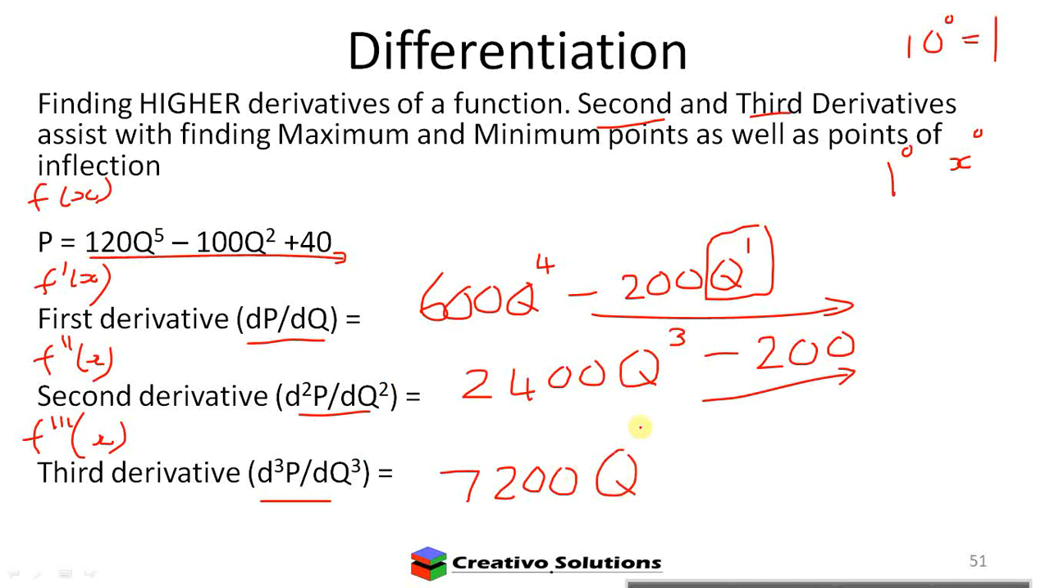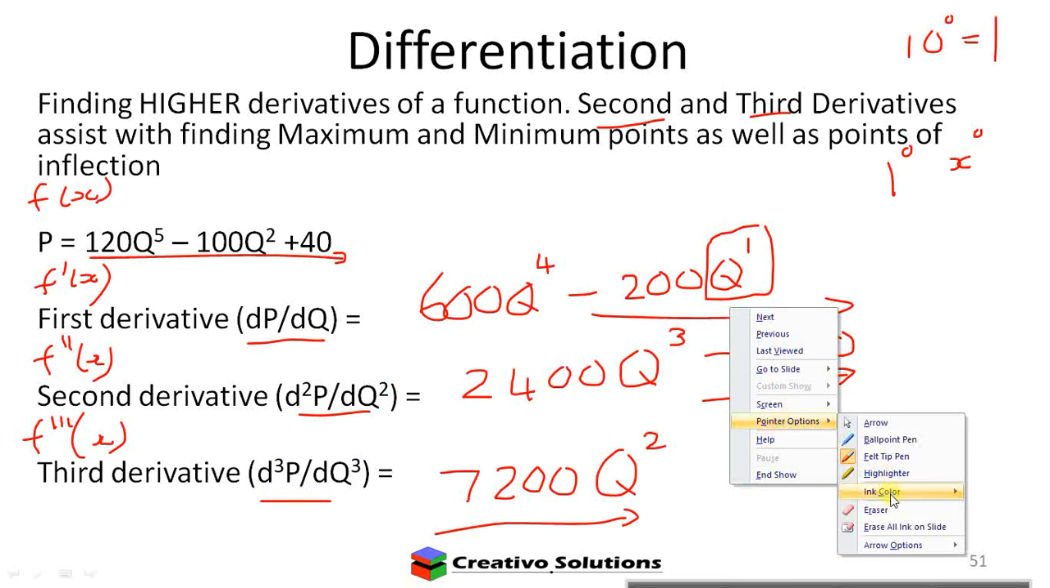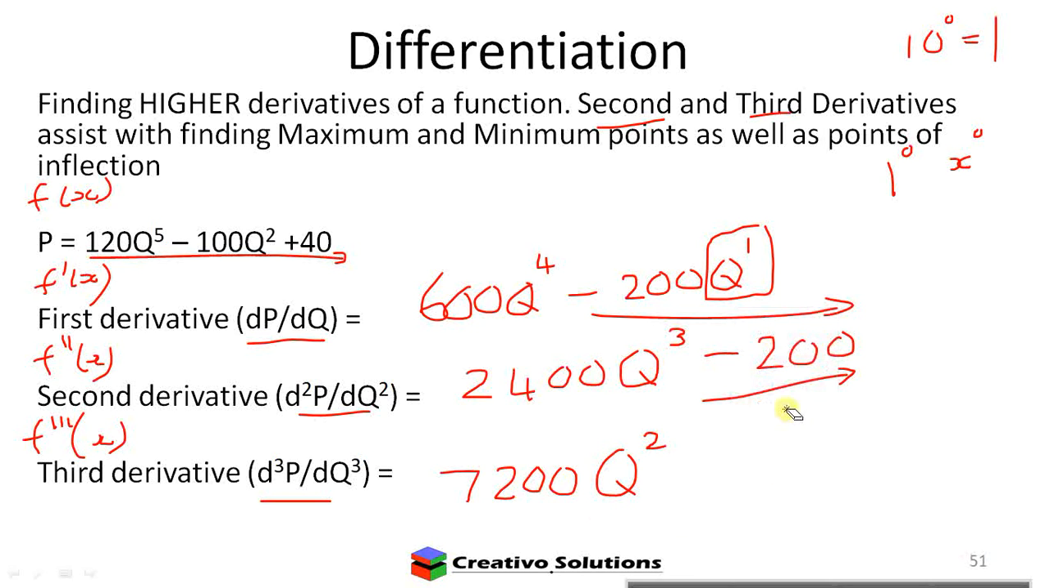What is 3 minus 1? 2. What is the derivative of minus 200? There is no derivative of minus 200. You drop it. There's the third derivative. So first derivative, second derivative, third derivative. You can find derivatives of derivatives. Is that okay? Alright, so let's wrap up these things.